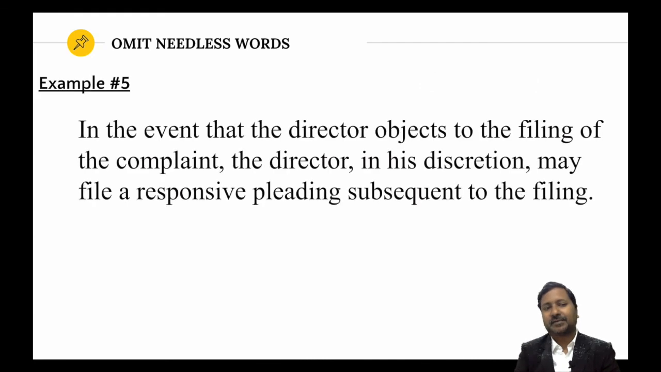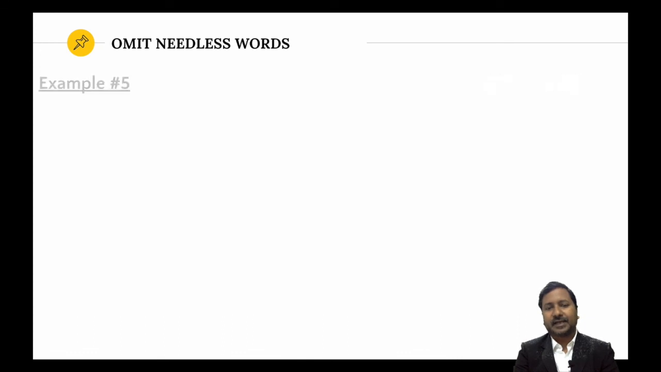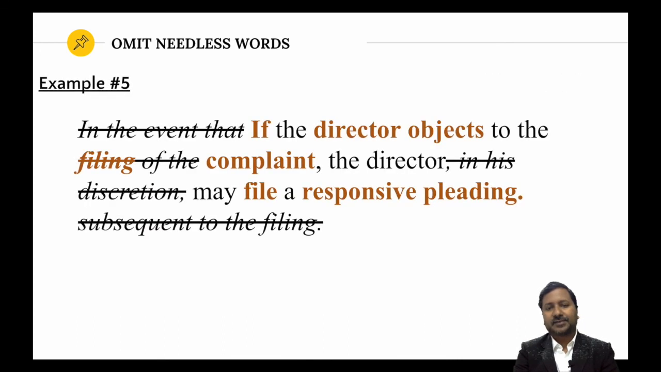Now, example number 5. "In the event that" is again a compound preposition. "In the event that the director objects to the filing of the complaint, the director, in his discretion, may file a responsive pleading subsequent to the filing." So we have 27 words, and let us attempt to rewrite the same.